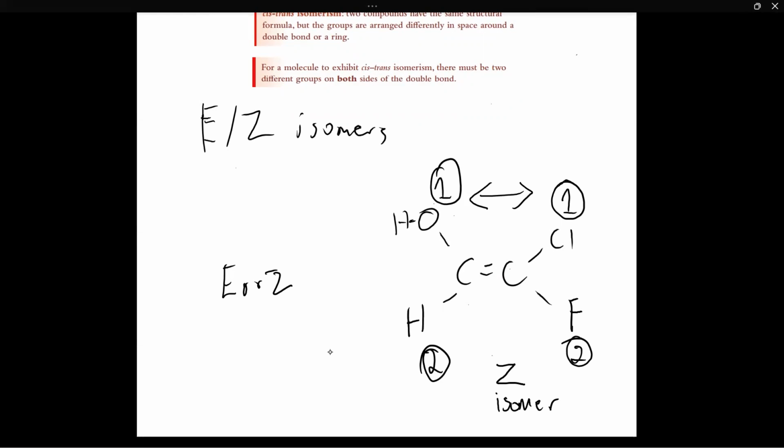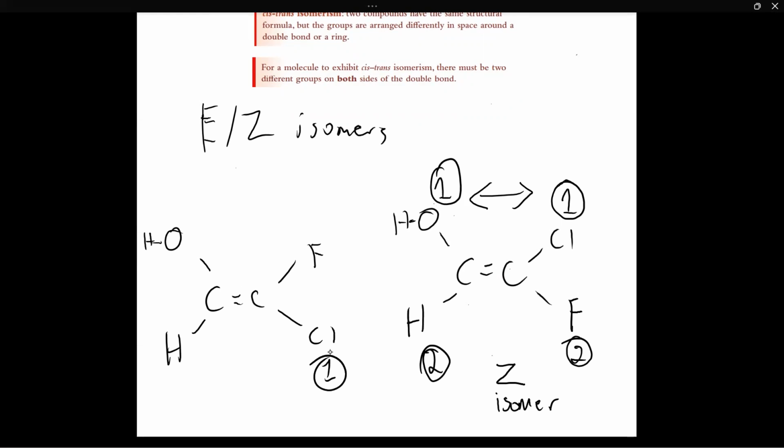Now, if the priority groups are on opposite sides, if you have something like this, now the priority groups are on the opposite sides, and then this is considered an E isomer. Now, what if you have something like this?